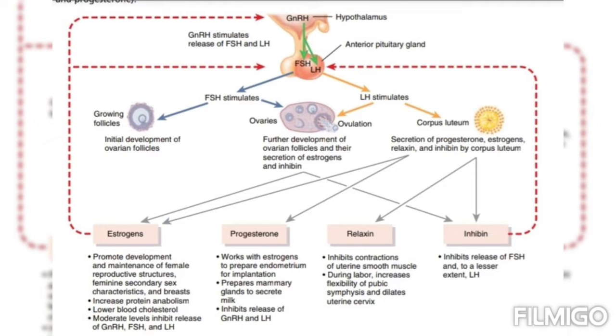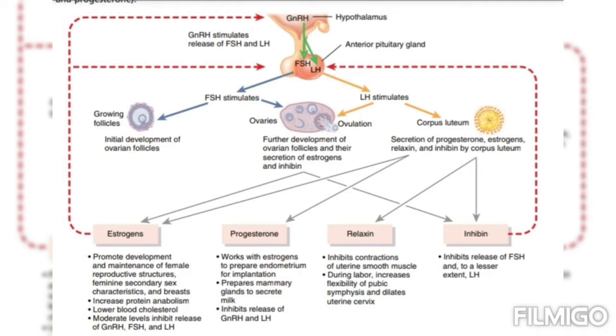This FSH initiates follicular growth, while LH will stimulate the further development of these ovarian follicles. In addition to this, both FSH and LH will stimulate the ovarian follicles to secrete estrogens. The LH will stimulate the theca cells of the developing follicle to produce androgens. Under the influence of FSH, the androgens will be taken up by the granulosa cells of the follicle, and then they can be converted into estrogens.